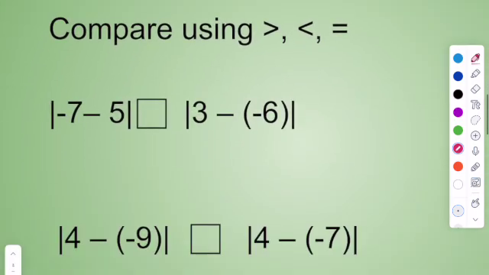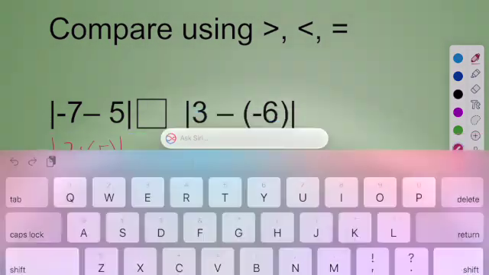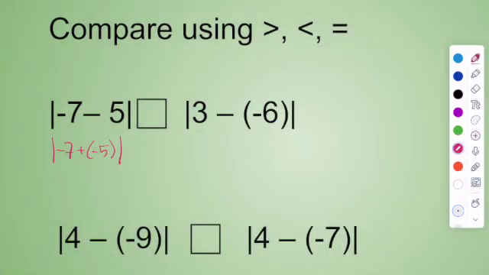We're going to do a couple just quick comparing with greater than, less than, or equal. We'll have to solve both sides before we can really compare and put that answer back up in that box. First, we have the absolute value of negative 7 minus 5. I need to rewrite that as negative 7 plus negative 5. They're both negative, so we have a negative 7 plus negative 5 more. So that changes to just the absolute value of negative 12, which is equal to 12.